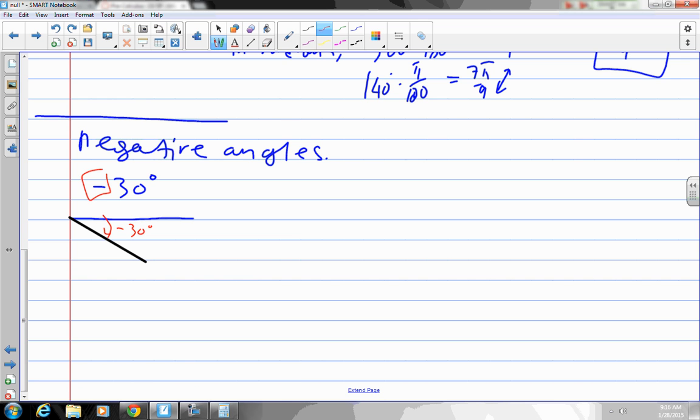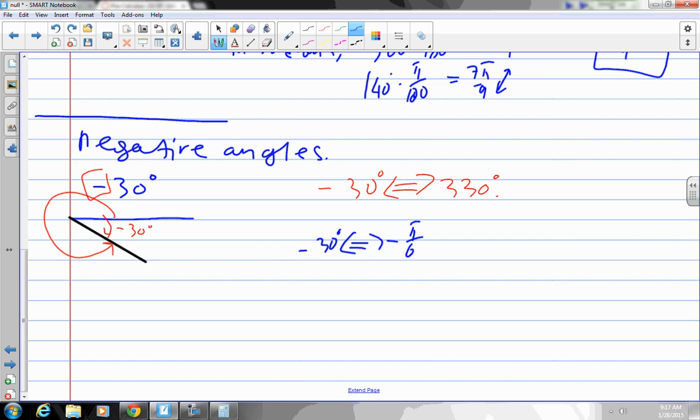But there is another way that I can get to this point, right? Instead of going 30 degrees down, I can go in a regular rotation. How many degrees to get to that point? 330, right? So negative 30 degrees is equivalent to 330 degrees. So you either go 30 degrees down or 330 in the regular direction. So now I can express the same thing in radians. The negative 30 degrees is equivalent to negative pi over 6.